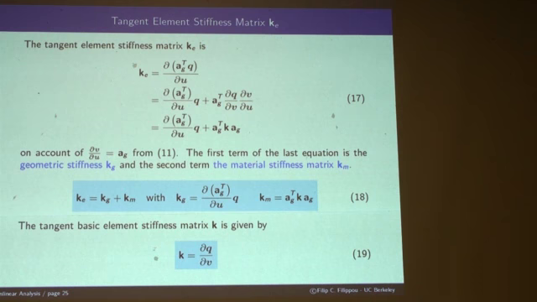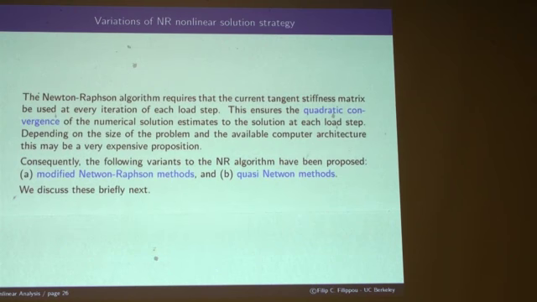all right. So in the remaining 5 minutes, the Newton-Raphson algorithm requires that the current tangent stiffness matrix be used at every iteration of each load step. Otherwise, it's not called Newton-Raphson. Classical Newton-Raphson. So this ensures quadratic convergence. You can look up and see what that means.